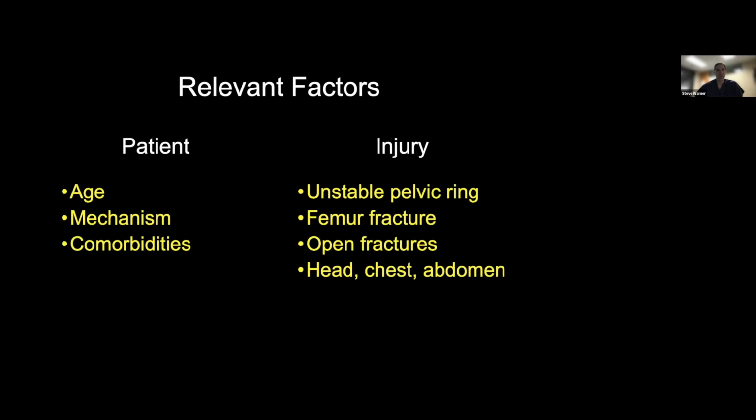And so there are certain factors that we can use to help with this. There are patient factors as they come in: they have an age, a mechanism of injury, comorbidities, and then they have their injuries, including unstable pelvic ring injuries, as we saw Dr. Wright present on. There are femur fractures, which we know influence their outcomes in polytrauma status. They have open fractures and other injuries in the head, chest, and abdomen. All these injuries and characteristics are present when they hit the door in the emergency room.